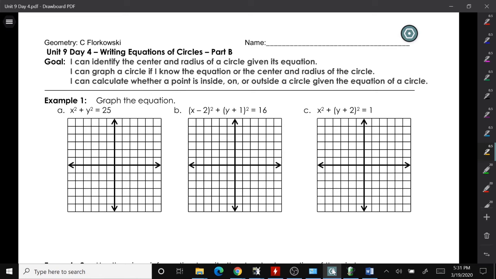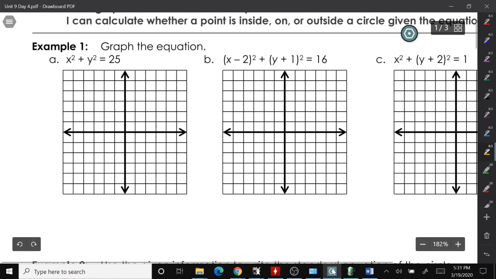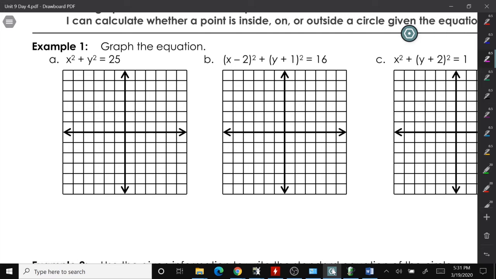Okay, today we're going to look at some more equations of circles and graph them, and then use equations to solve some application problems. So let's talk about graphing them first. So here's our first example, and notice there's no parentheses here, so that means your center is going to be at 0, 0.